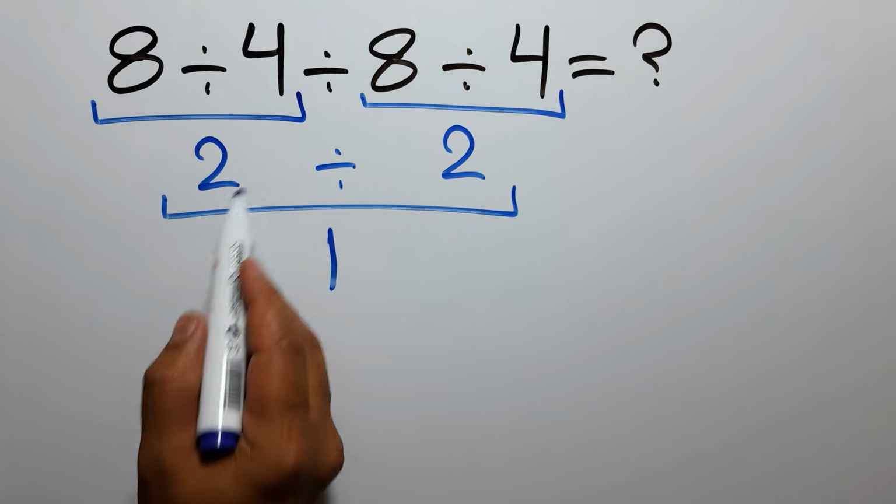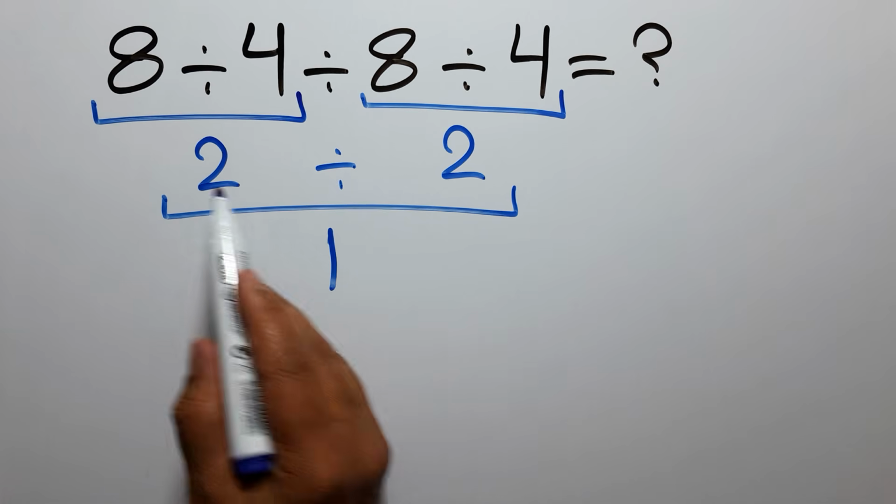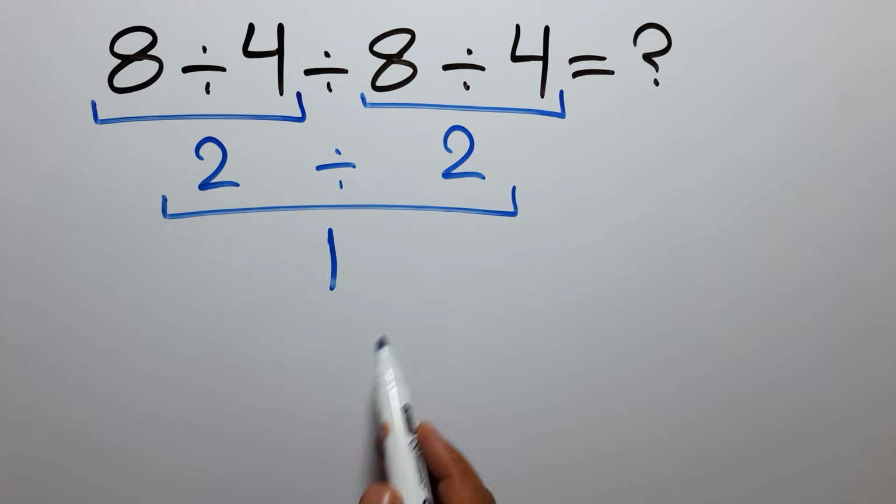8 divided by 4 gives us 2. And again here we have 8 divided by 4. So we have 2 divided by 2, which equals 1.